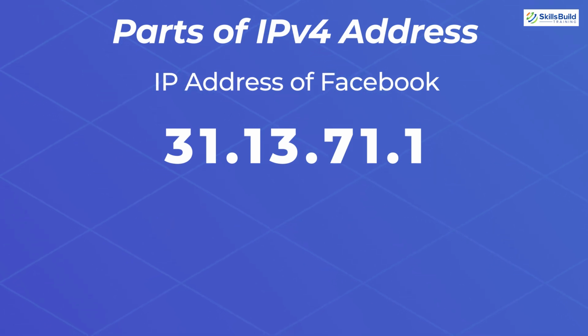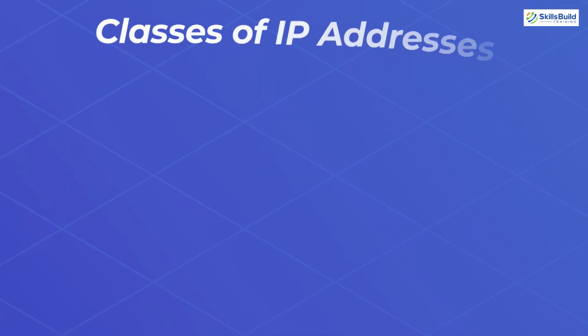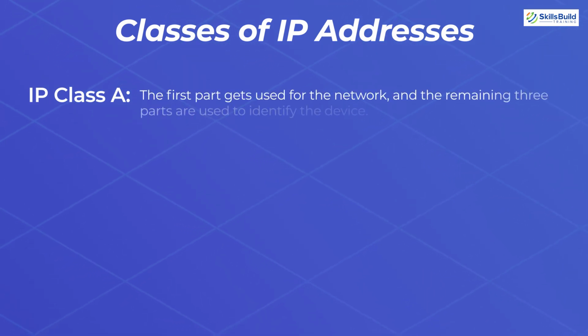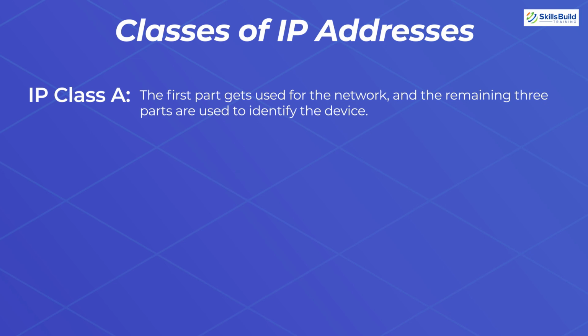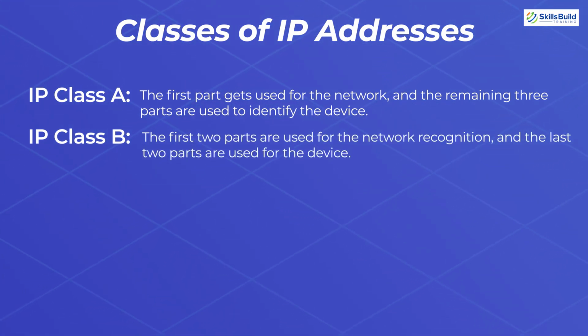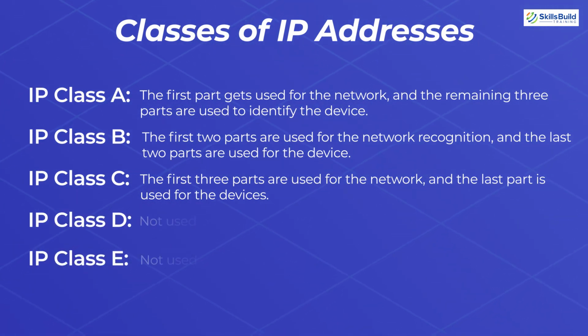Interestingly, the length of the first part of the IP address can change depending on the network class. We have 5 classes of IP addresses. In class A, the first part gets used for the network and the rest of the 3 parts are used to identify the device. In class B, 2 parts are used for the network recognition and the other 2 parts get used for the device. So it means Facebook belongs to class B. In class C IP addresses, the first 3 parts are used for the network and the last part is used for the devices. Class D and E networks are not used commonly.